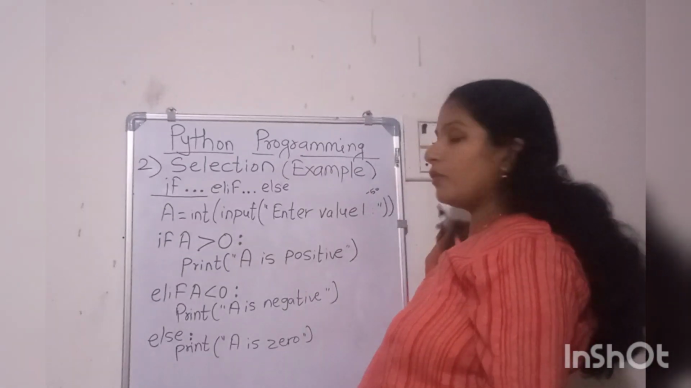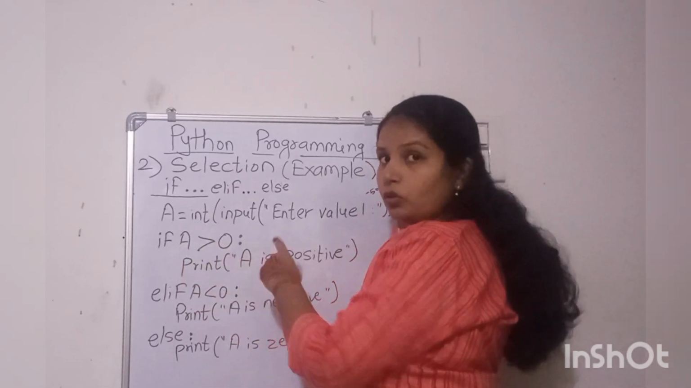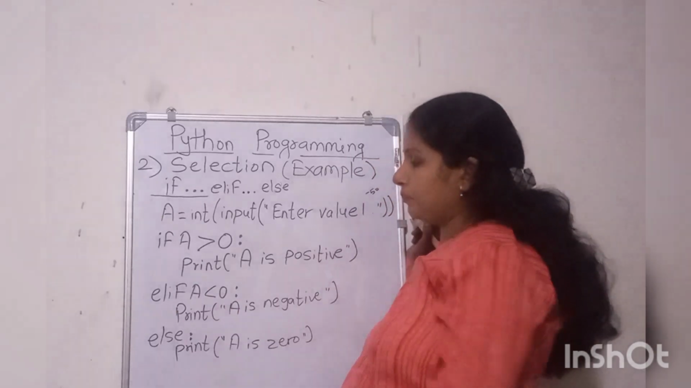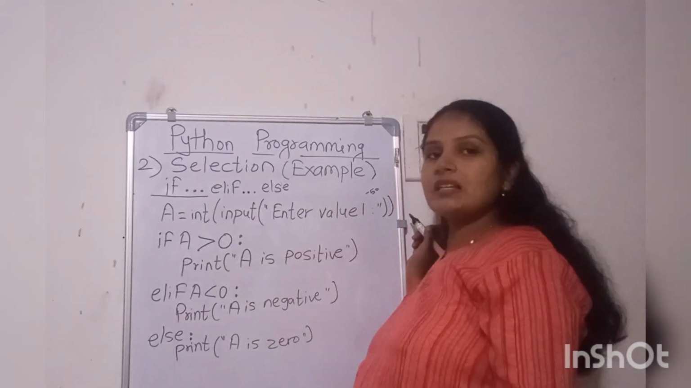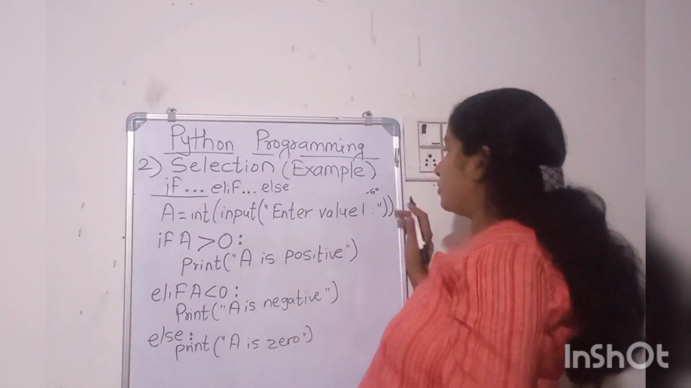Suppose a is minus 50. We are checking the first condition, a is greater than 0. No. So we are not printing this. We are going for the elif part. a is less than 0. Yes. So we are printing a is negative. And so we are not checking the else part.